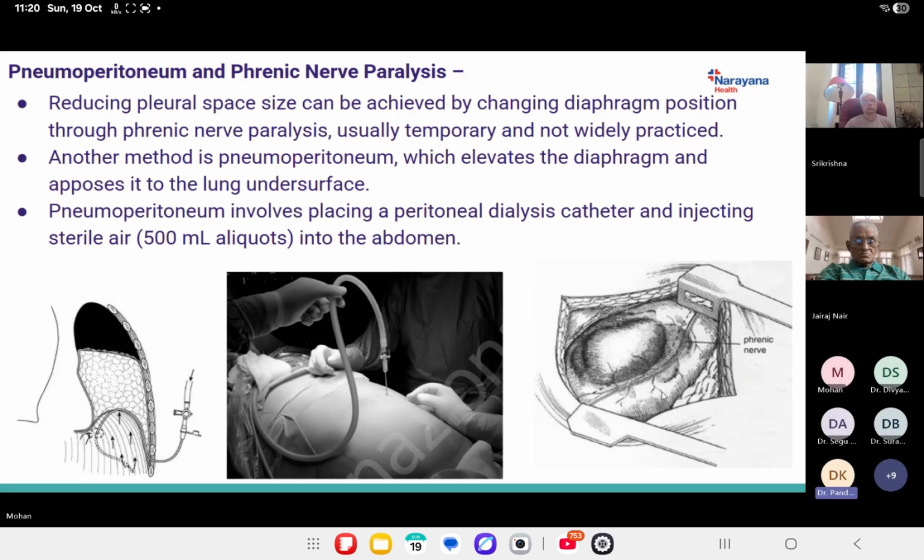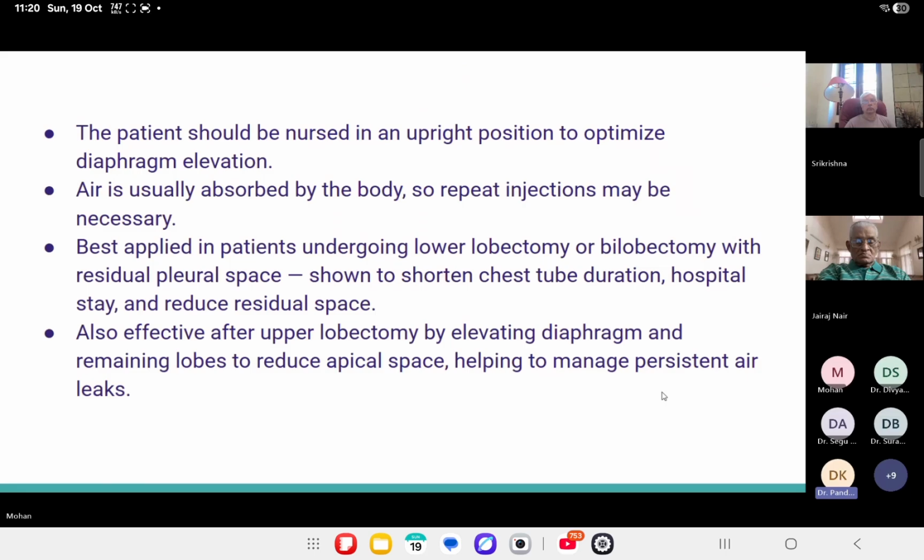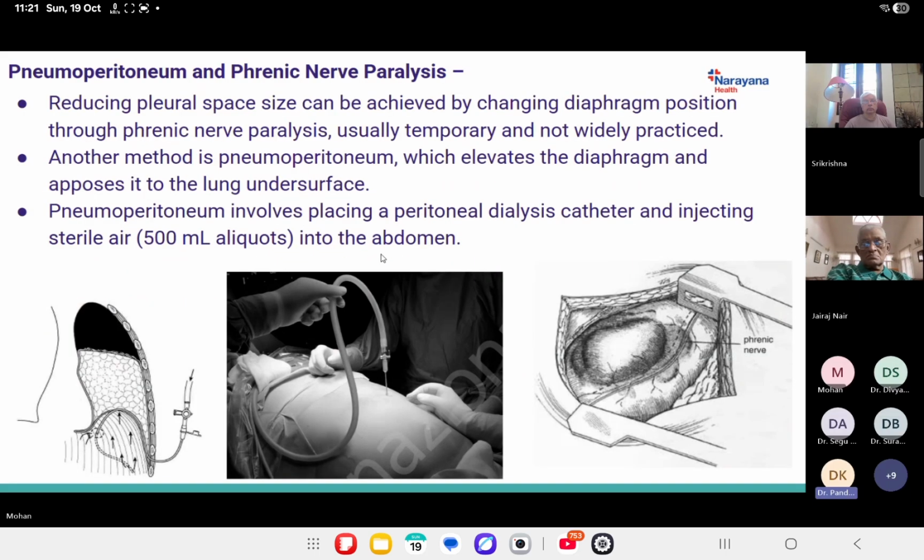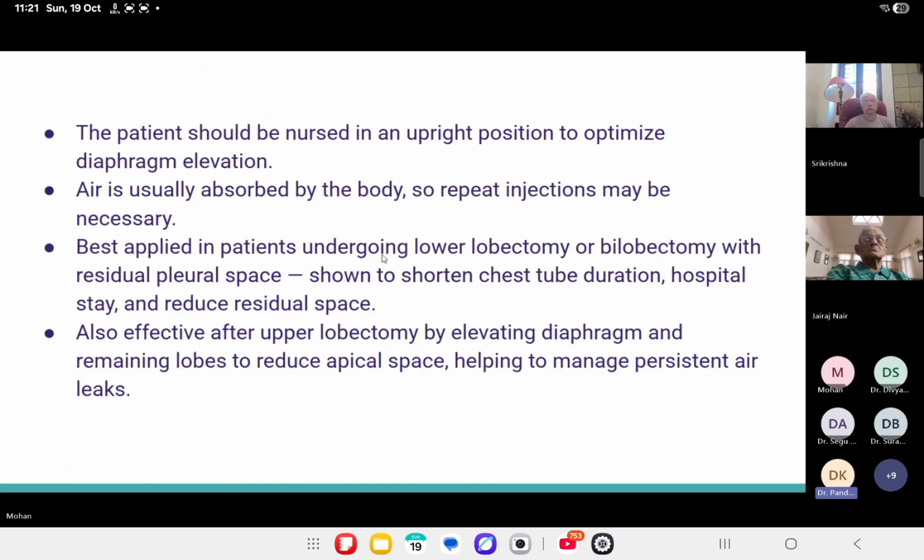a catheter to the phrenic nerve in the neck under ultrasound guidance with the help of an anesthetist, and then continuously infusing lignocaine plus bupivacaine until they achieve the diaphragm palsy, which is temporary and can be recovered after removing the catheter from the neck. So the patient should be nursed in an upright position after diaphragm elevation.